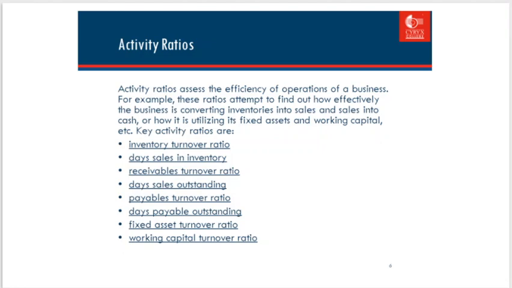Key activity ratios are: first, inventory turnover ratio. Second, days sales in inventory. Third, receivables turnover ratio. Fourth, days sales outstanding. Fifth, payables turnover ratio. Sixth, days payable outstanding. Seventh, fixed asset turnover ratio. Eighth, working capital turnover ratio.